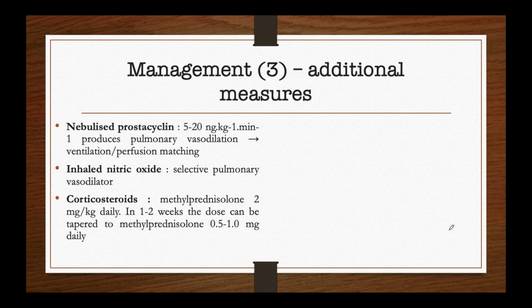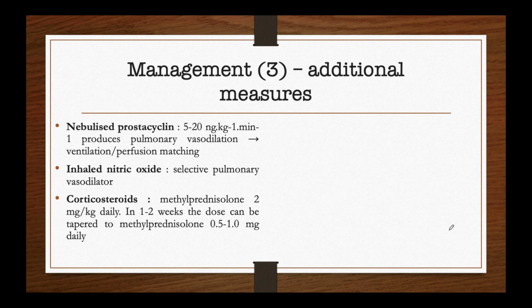In the next 1 to 2 weeks of giving the methylprednisolone, we have to try to taper the dosage of methylprednisolone from 0.5 to 1 milligram daily. Now, when we are not getting any results from these corticosteroids in this period, we must discontinue the use of corticosteroids.